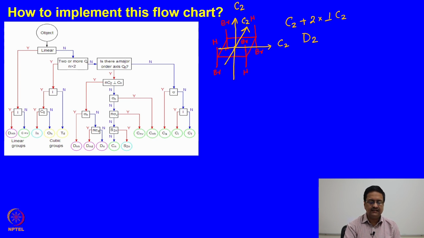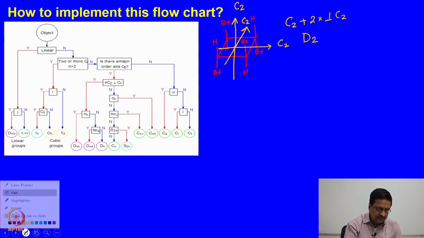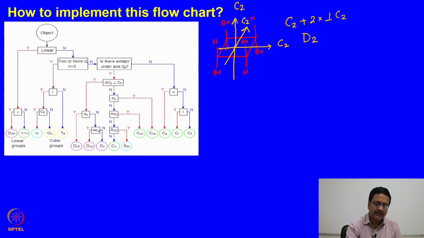Now, the question is, does it have a sigma h? The answer is no, because you take any C2 and apply a mirror plane perpendicular to that, there is no symmetry in the molecule. So, there is no sigma h plane present in this molecule. So, the next question is, if there is no sigma h, does it have a sigma d? The answer is yes, the molecule has sigma d.